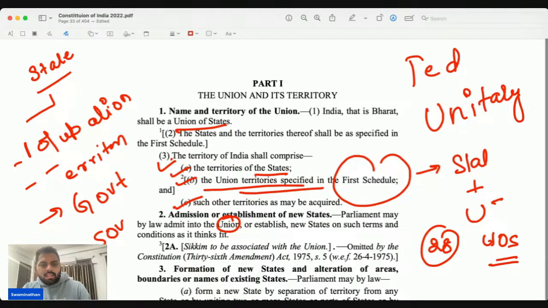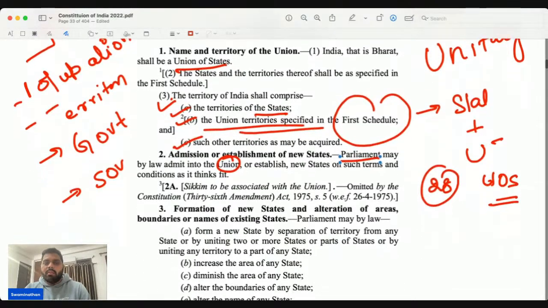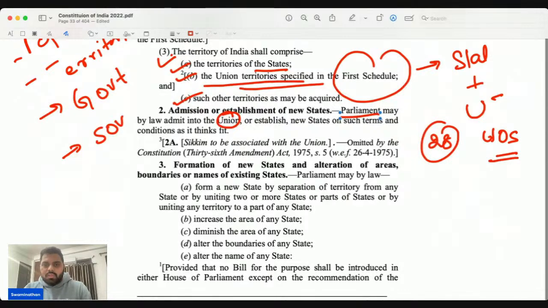So if any territory has to be included under this term union of states, who has the power to do that? The parliament has the sole power to do that. State legislatures have no say here, right? So this is Article 2: the power to admit a new state into the union, establish a new state, and then admit that state into the union of states lies with the parliament.